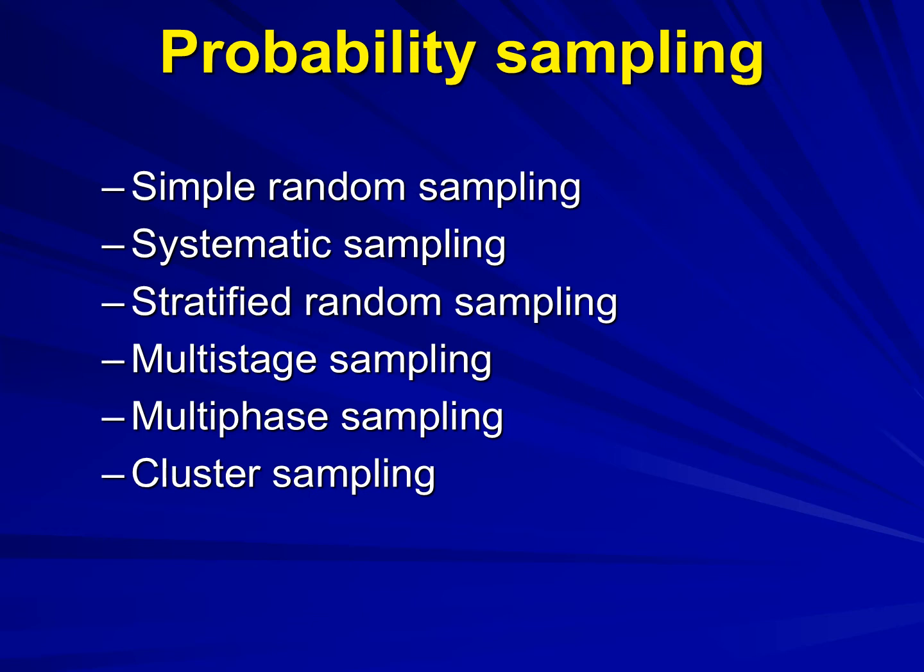There are four main types of probability sampling. The types are simple random sampling, systematic sampling, stratified random sampling, and cluster sampling. If probability sampling is done in more than one stage, we get two-stage or multi-stage sampling. And the last type is multi-phase sampling. Let's see each type of probability sampling in more detail.